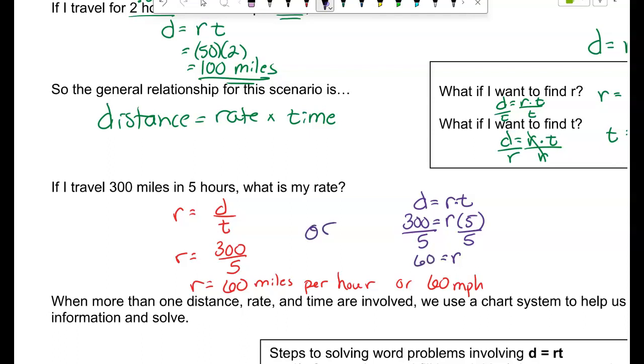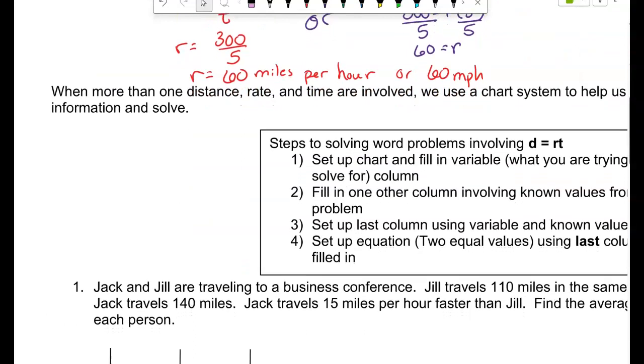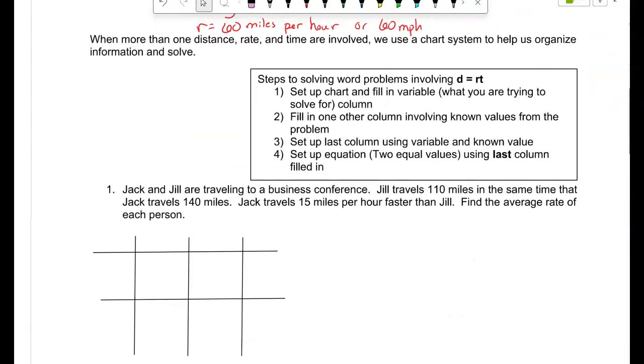Yes. Now, what happens if we have more than just one distance, rate, and time? Remember, the Jack and Jill problems? Or airplanes going opposite direction problems? All of those, you make a chart. You use the chart to help you fill it out. Okay.